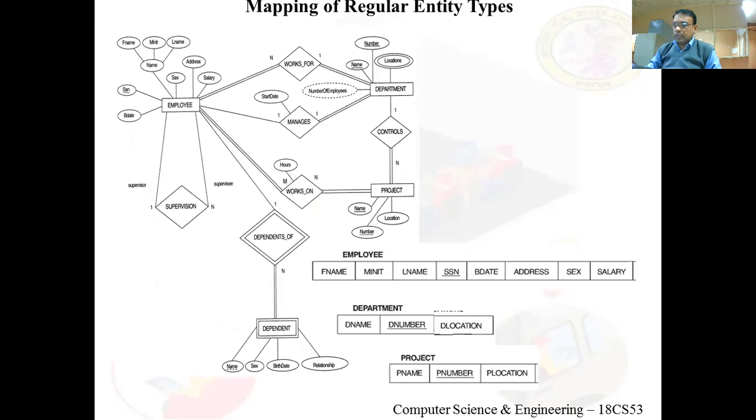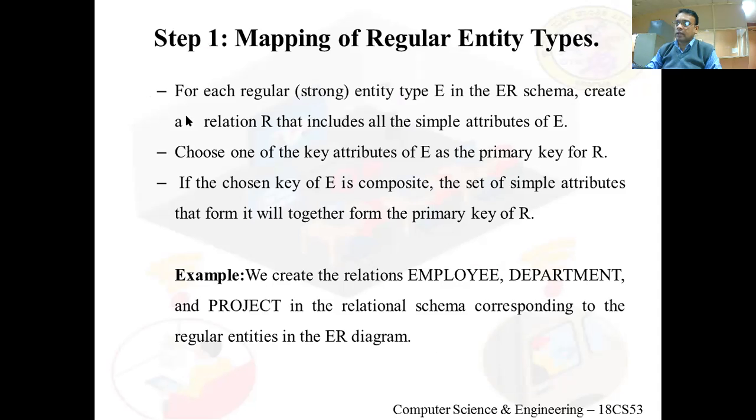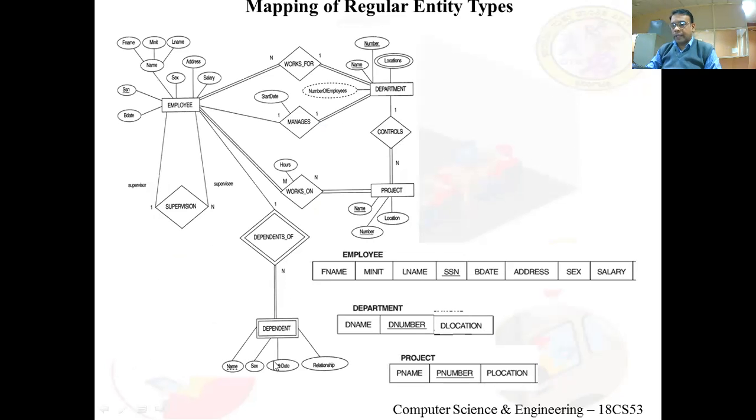In this ER diagram, we have the regular or strong entities employee, department, and project. We have identified the regular entities. We are not selecting the weak entity. So for each regular entity, we create a relation schema. Employee is the relation schema created, department is a new relation schema, and project is a new relation schema. Identify any one of the attributes as the key attribute.